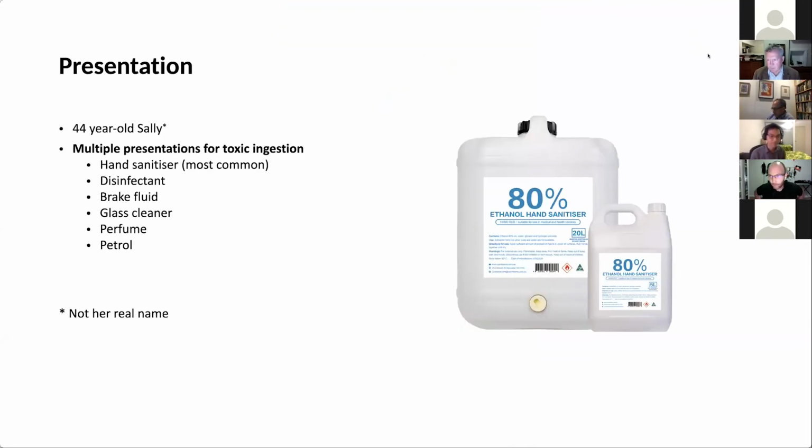So this is the story of 44-year-old Sally, not her real name, who over the course of 6 months was admitted to hospital and ICU close to 12 times, having consumed a variety of substances, but predominantly ethanol-based hand sanitizer, and each admission required a high level of support to manage the acute complications: ingestion, esophagitis, acute kidney injury, hypertension requiring pressure support.